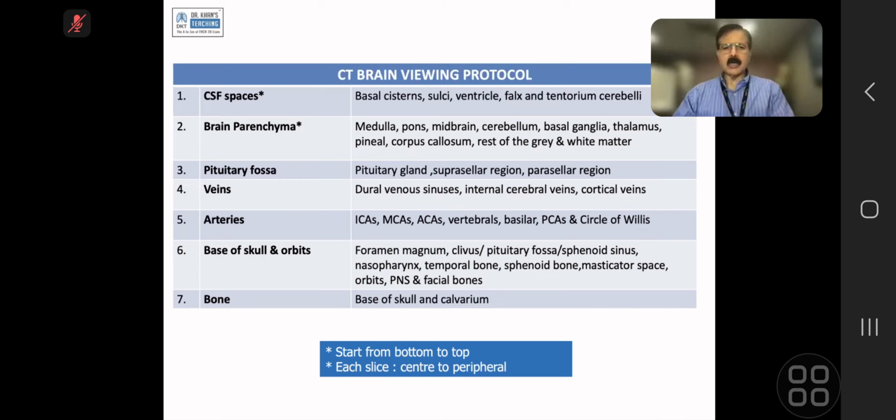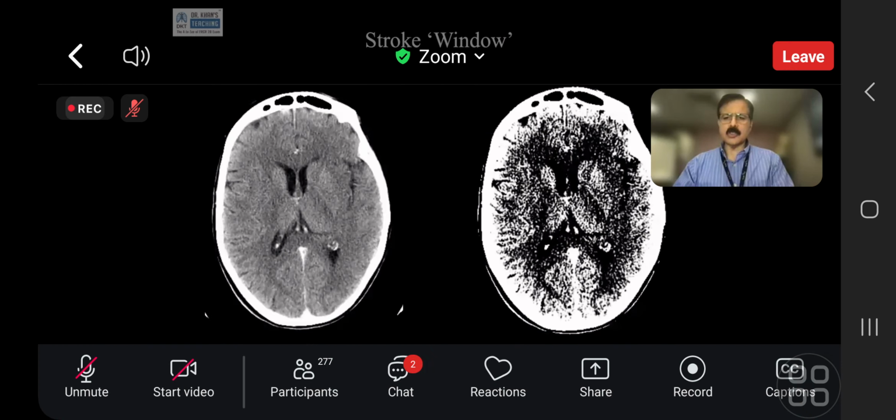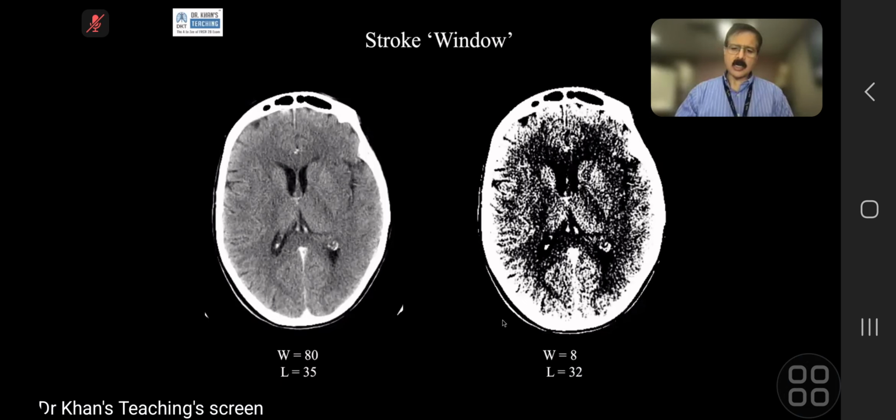Now, a few points about stroke. There is a window, we call it the stroke window. These are the window width and level. 8 is the width.